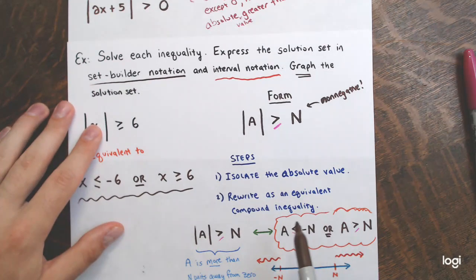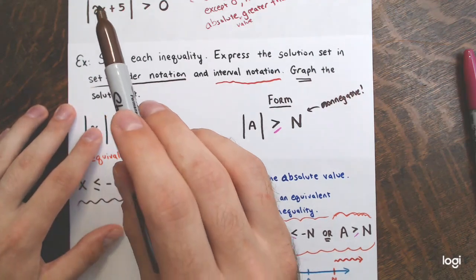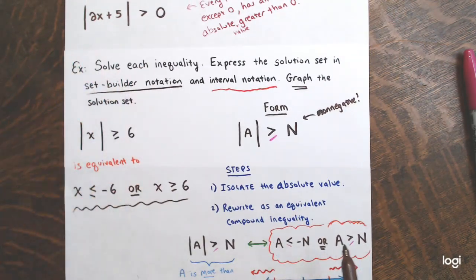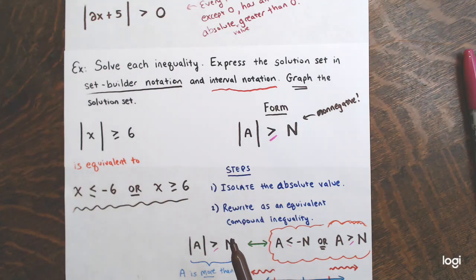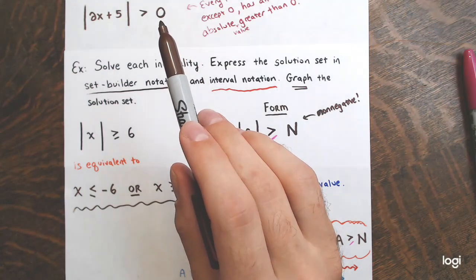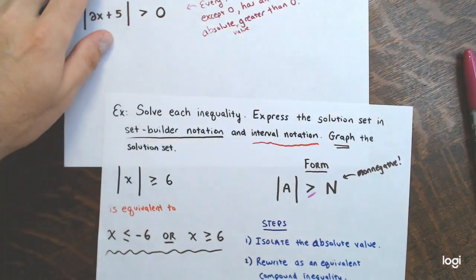So we can still do this. We can still do our second step: rewrite the absolute value inequality as an equivalent compound inequality. I'm going to do that where the a is the 2x plus 5, and the n, this non-negative number, is 0. 0 is non-negative, and we'll go from here.